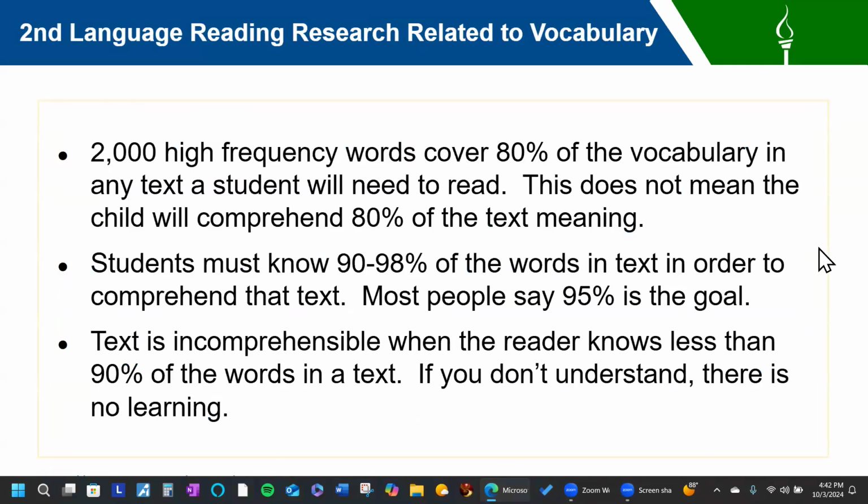So our language is made up of about 2,000 high frequency words that cover 80% of any vocabulary in a text that you read. So that doesn't mean you're going to totally understand with 80% comprehension. In order to understand, students have to know about 90 to 98% of the words in the text to have understanding. And most people say you need about 95. And research has said that unless you know at least 90%, you won't understand. And if you don't understand, you're not learning.